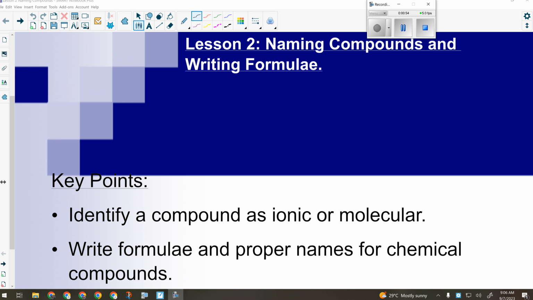Okay. So we have to be able to identify a compound as either ionic or molecular, and then write the formulae and proper names for those chemical compounds. And I will get you guys periodic tables today. I think you have enough in there.